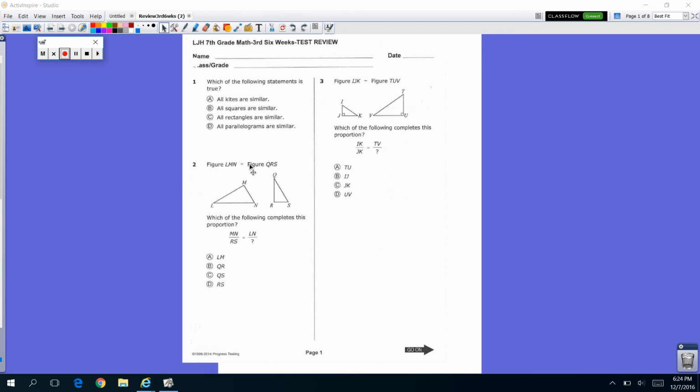Hello, this is going to be part 2 of our test review. So I'm going to work the last 7 problems. And here's a bonus for you.